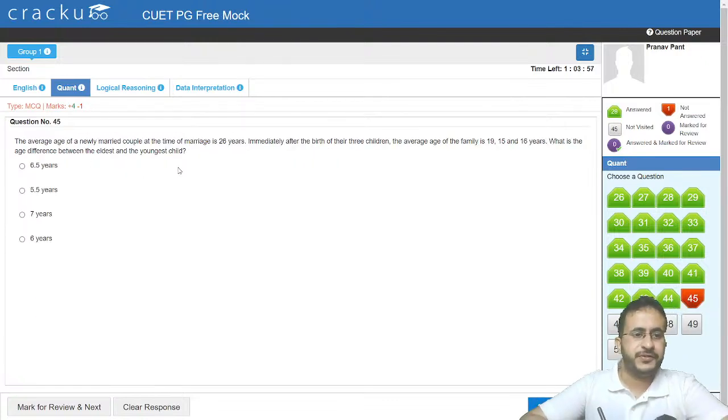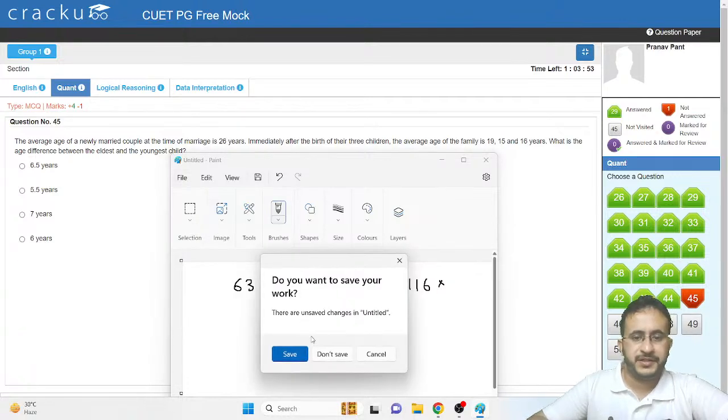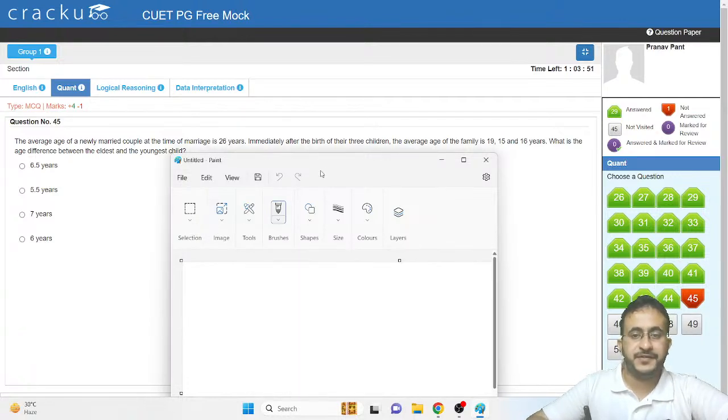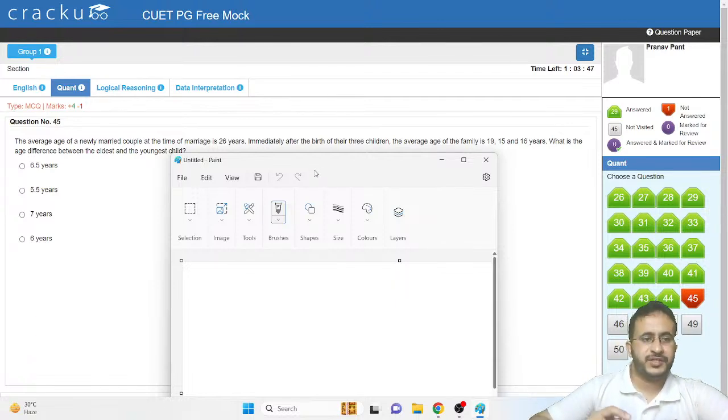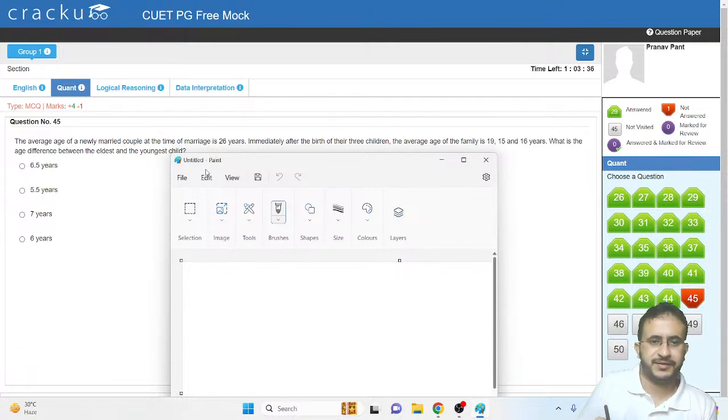The average age of a newly married couple at the time of marriage is 26 years. Immediately after the birth of their 3 children, the average of the family is 19, 15, and 16 years. What is the age difference between the eldest and the youngest child? This is the only question which I believe is slightly moderate level. ठीक है, moderate है, बाकी सब तो अभी तक सीधे सीधे करने वाला था.